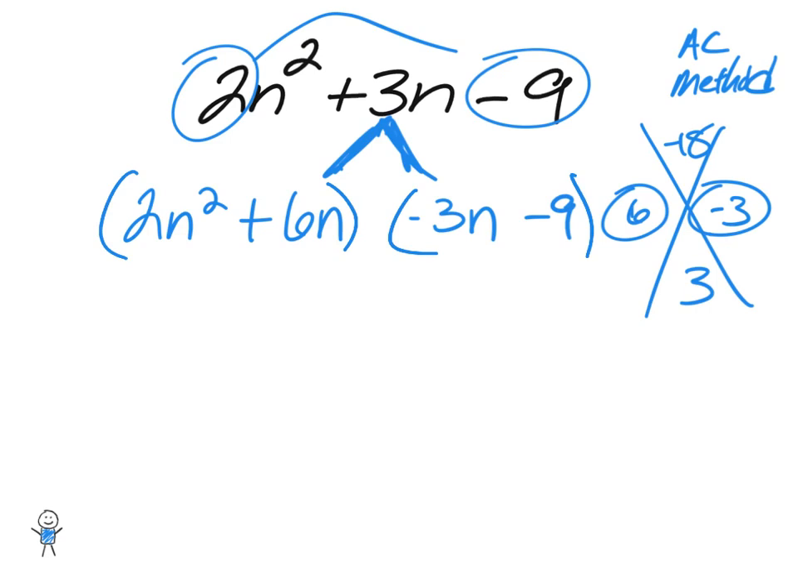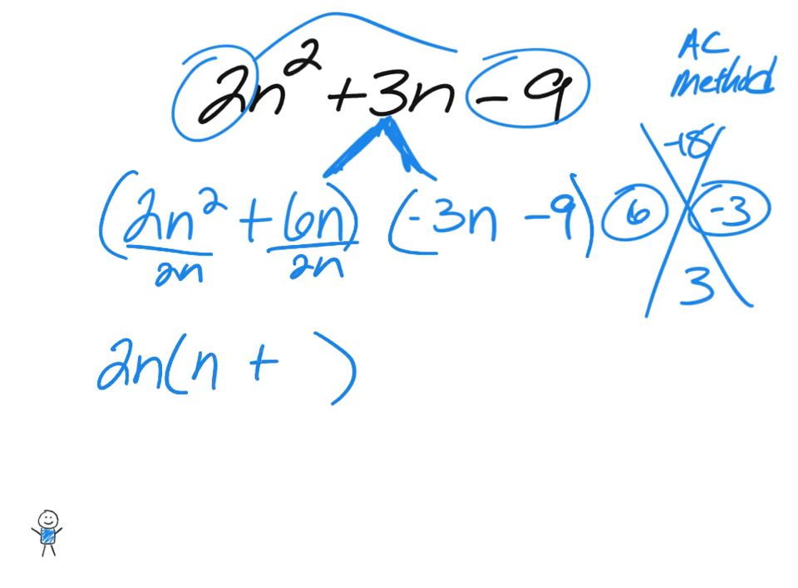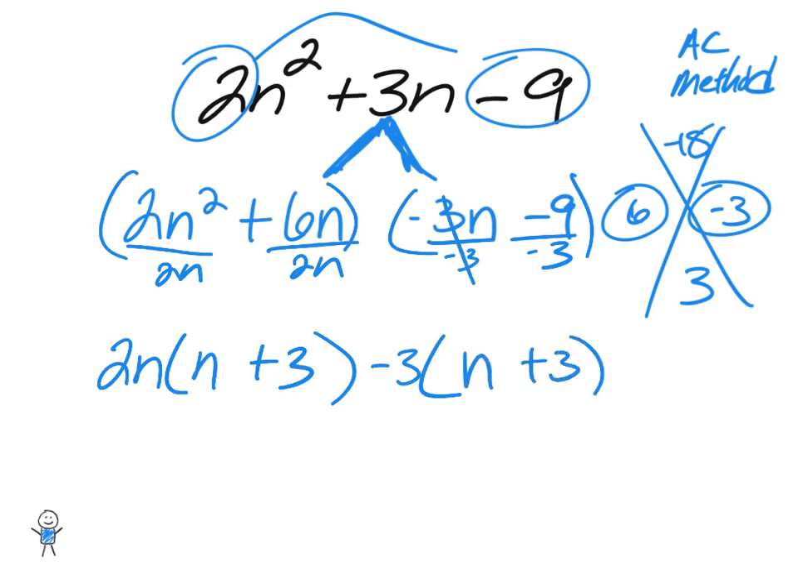On this left grouping, they have a 2 and an n in common. I can pull out 2n or divide out 2n from both terms, leaving me with just 1n plus 3. And then on the right grouping, I can factor out a negative 3. And if I divide out a negative 3 from both of those terms, I'm left with just an n and a plus 3. What you'll start looking for is, once you have found that first parentheses of what's left after you factor it out, you should find that same one on the right set. If not, you might want to double check that you actually pulled out the greatest common factor.